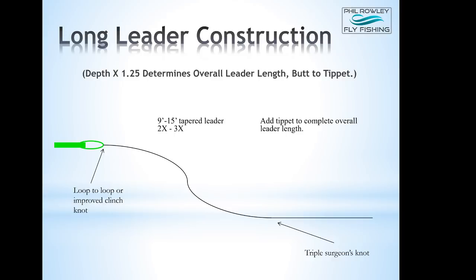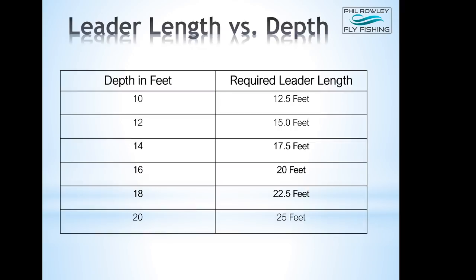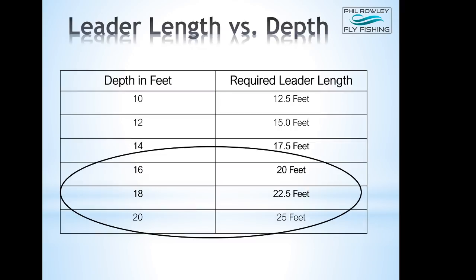So we have to compensate for that arc with leader length so we can target the area of water we want to hit. We use a basic guideline of 25% longer than the water you're trying to reach, okay? My favorite way for this is in deeper water. If I want to hit 18 feet down, I'm going to need 22.5 feet of leader. That's simply 18 times 1.25 to get down, because that's how the leader sinks.